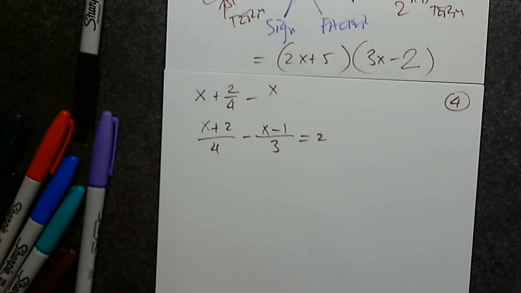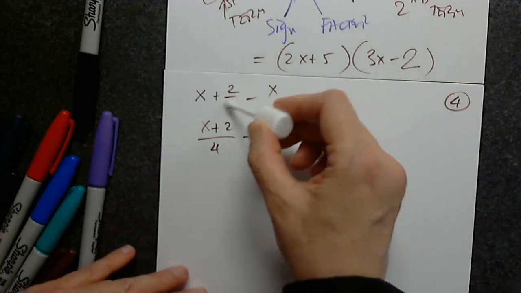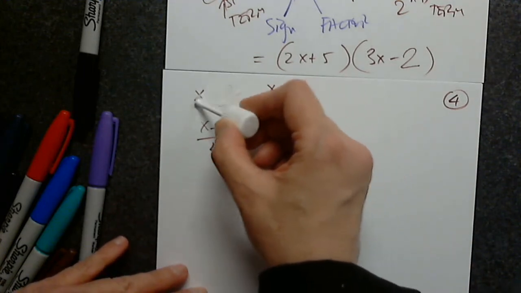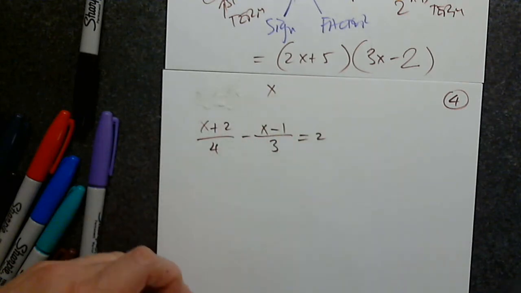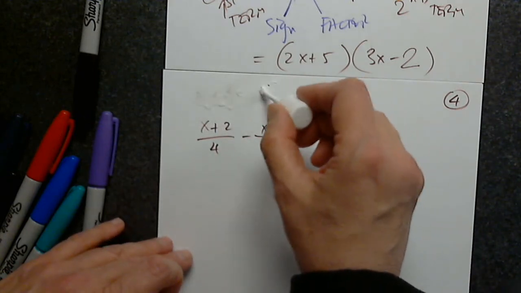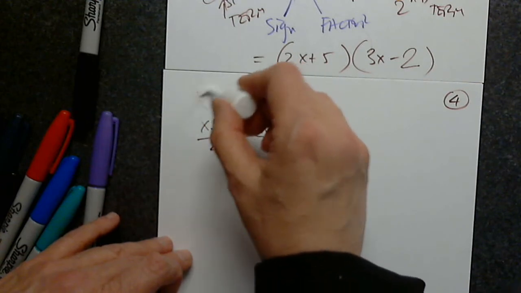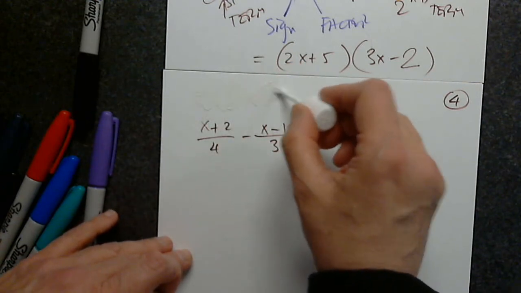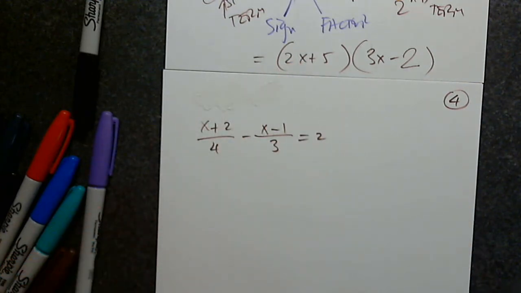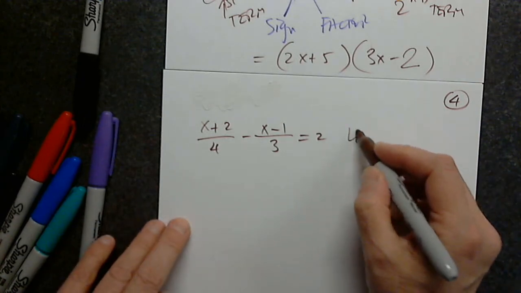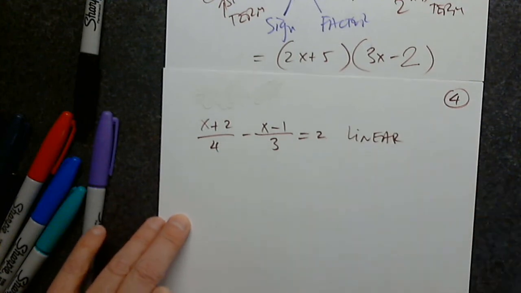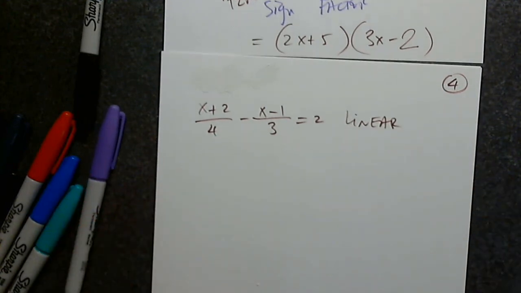I see fractions in here. Is this linear or rational? Why is it linear and not rational? Because it doesn't have x in the denominator. Anything that has x in the denominator is a different story. This one has just some numerical fractions. This is not rational. This is linear.